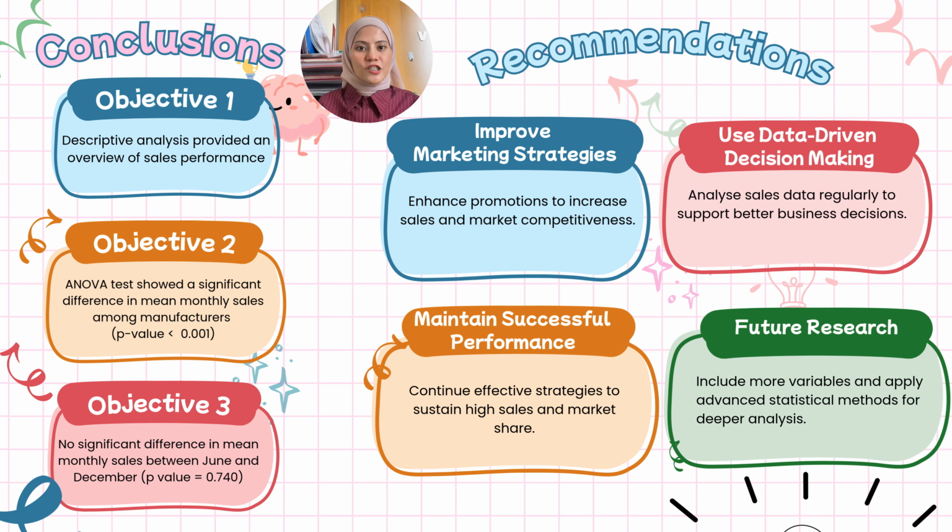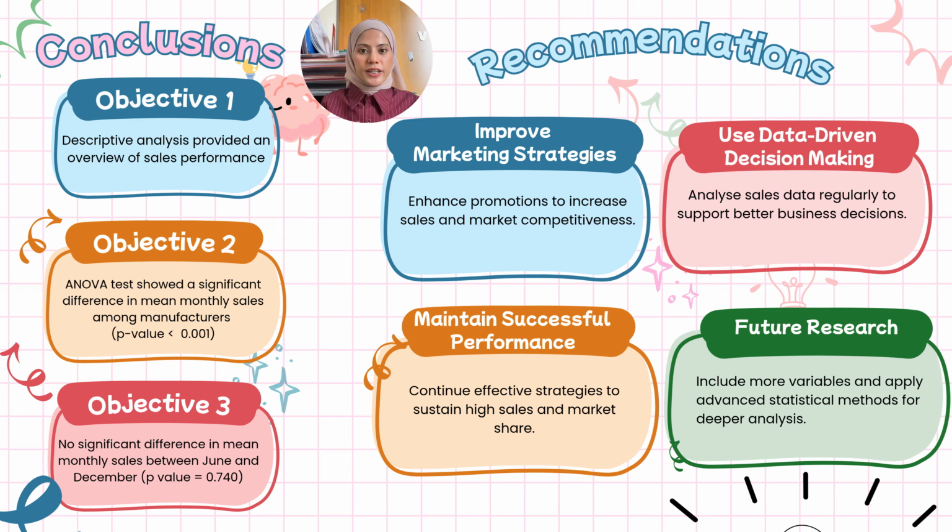Overall, this study successfully achieved all 3 research objectives by applying appropriate statistical methods using IBM SPSS. For Objective 1, descriptive statistics provide a clear overview of the characteristics of the selected car manufacturers and their monthly sale performance in Norway. For Objective 2, the one-way ANOVA analysis shows that there is a statistically significant difference in the mean monthly sale among Audi, BMW, Lexus, Mercedes-Benz, and Volkswagen with a p-value less than 0.001. This indicates that the car manufacturer has a significant influence on the monthly sale performance.